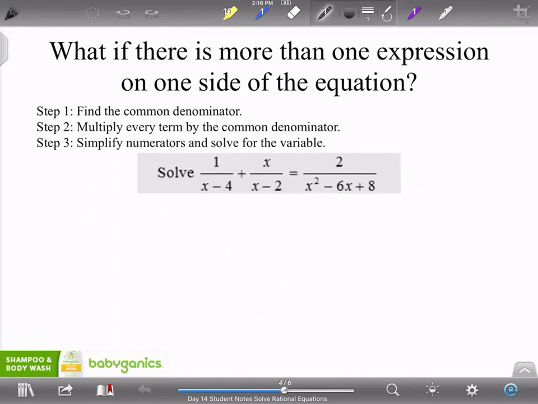So making things a little bit harder this time. Now, we have a quadratic in one of the denominators. So anytime that happens, we want to go ahead and solve or factor, I guess, the denominator that is a quadratic.